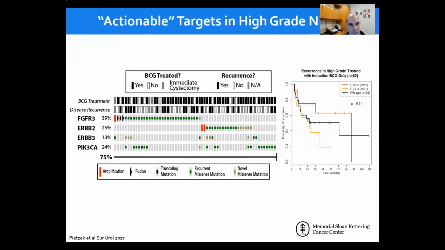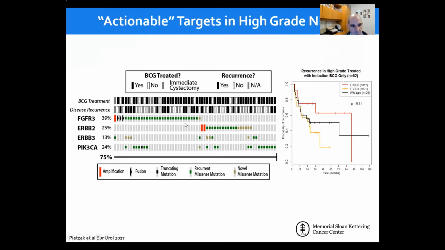I also just want to highlight that actionable alterations are not just prevalent in muscle invasive and metastatic patients, but also potentially in patients with high-grade non-muscle invasive bladder cancer. This is actually the example of the OncoPrint that I had given at the beginning intro slide, but this is looking at patients with high-grade non-muscle invasive bladder cancer. And as you can see here, about 75% of them have at least one potentially actionable alteration.